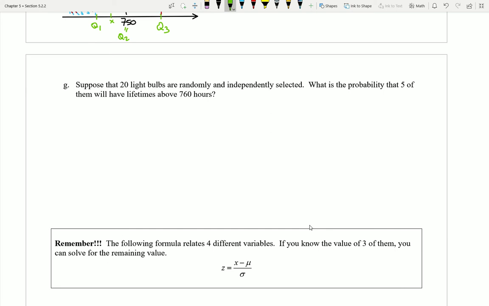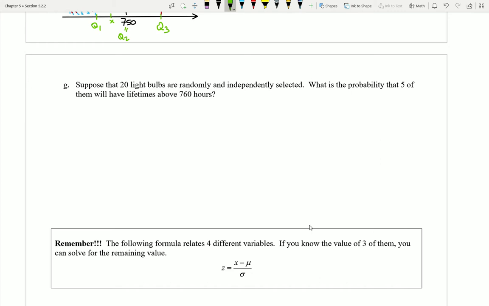Well, now let's take a look here at part G, and this probably is one of the more challenging questions within this section. Let's suppose that 20 light bulbs are randomly and independently selected. What is the probability that 5 of those light bulbs will have lifetimes above 760 hours?